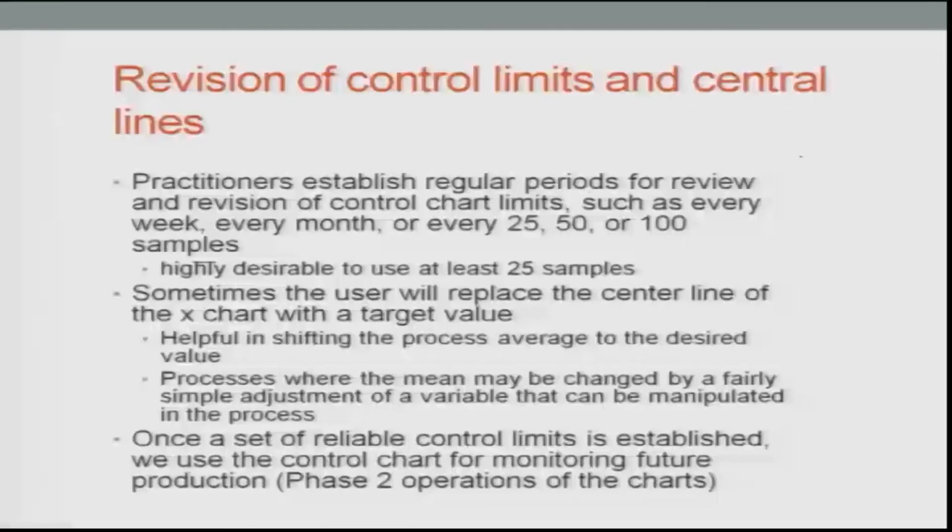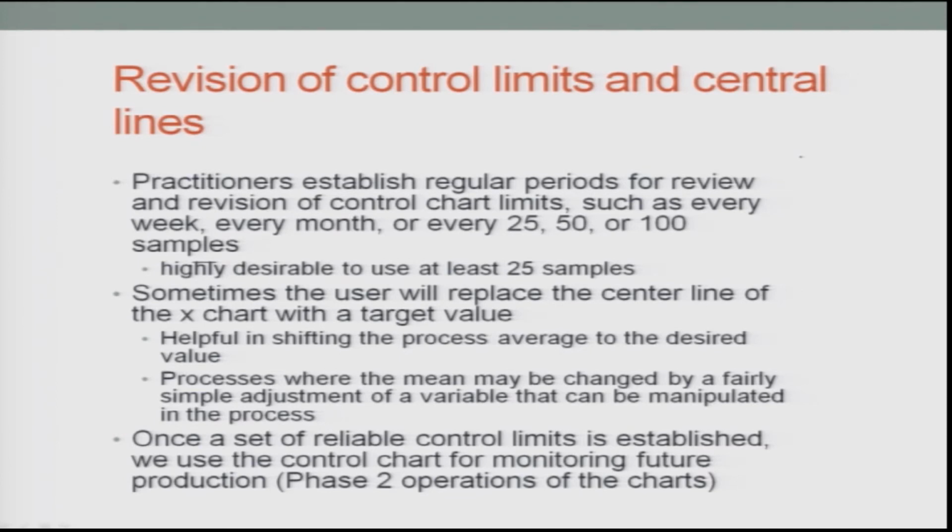So, if you remember, biasness and all these things should technically decrease. Sometimes the user will replace the central line of X bar charts with the target value. So, it is helpful in shifting the process average to the desired values and make calculations accordingly. Processes where the mean may be changed by a fairly simple adjustment of a variable that can be manipulated in the process can be utilized, but it will obviously need some justification why you are trying to do that.